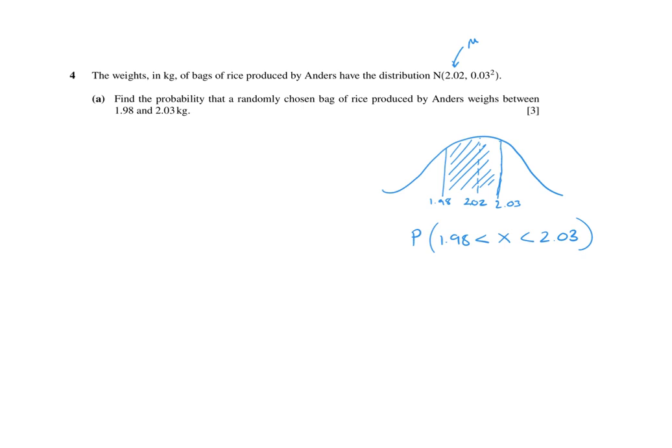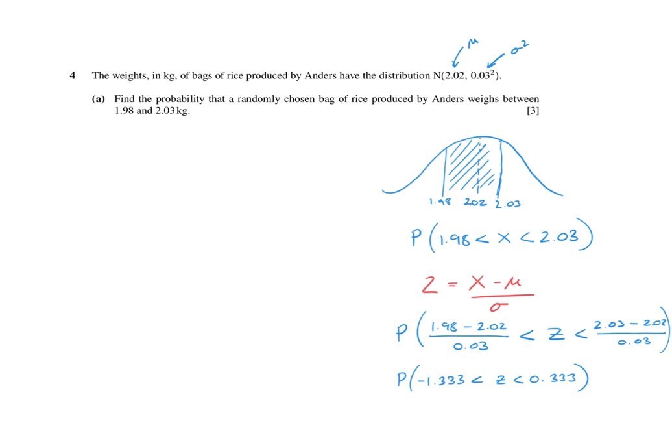So to standardise this, we're going to use the formula Z is equal to X minus mu over our standard deviation. Now from the question, we're given that mu is equal to 2.02. X is the X value we're trying to do. So for the first one, it's 1.98. And then in our question, we're given the standard deviation squared. We're given the variance. So 0.03 is our standard deviation. So I'm going to do this for 1.98 and for 2.03. Now this simplifies to the probability of minus 1.333 is less than Z, which is less than 0.333.